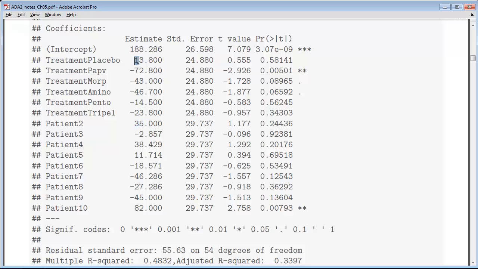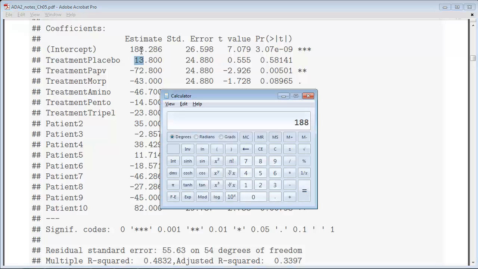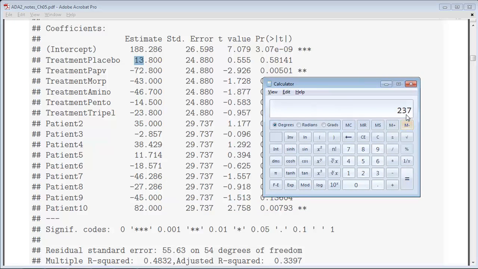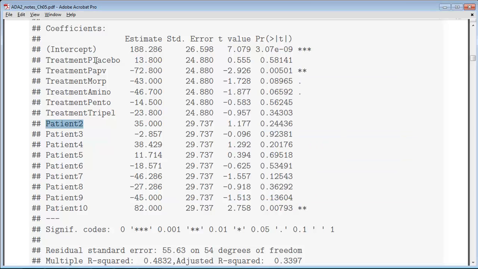Let's see, 188 and 13 is 188 plus, I'm rounding up, plus 35. All right. 237 is what we expect patient 2 on the placebo, how long we expect him to itch.